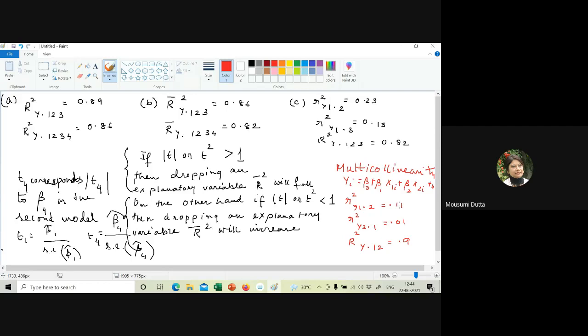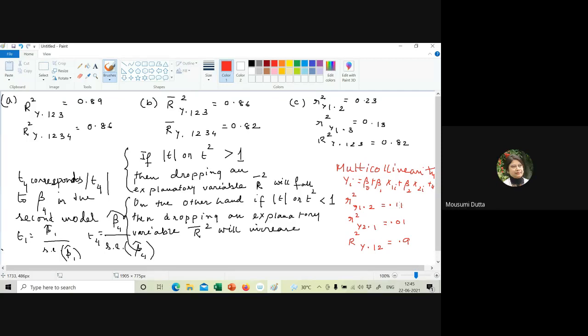Any question? Ma'am, so if the partial correlation coefficients are very small and the multiple R squared is quite large, we can conclude that we might have a multicollinearity issue.